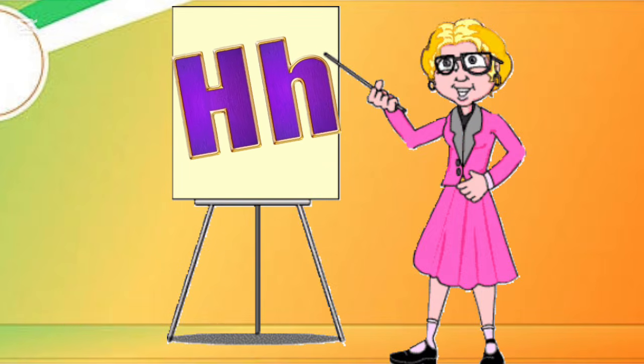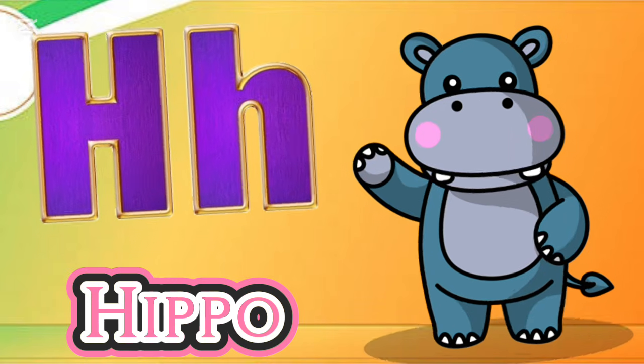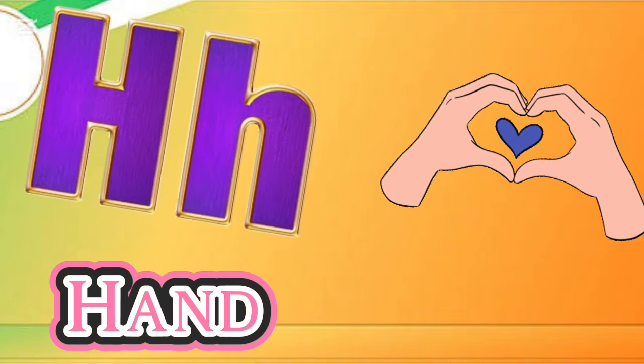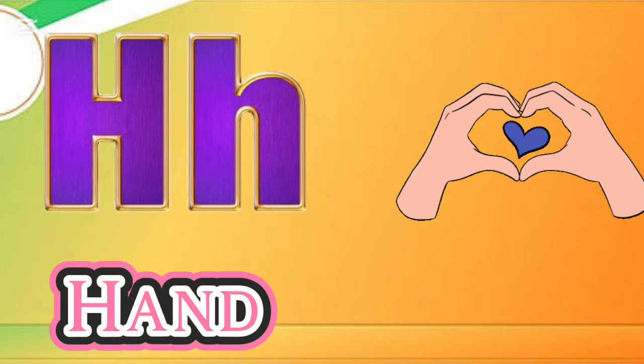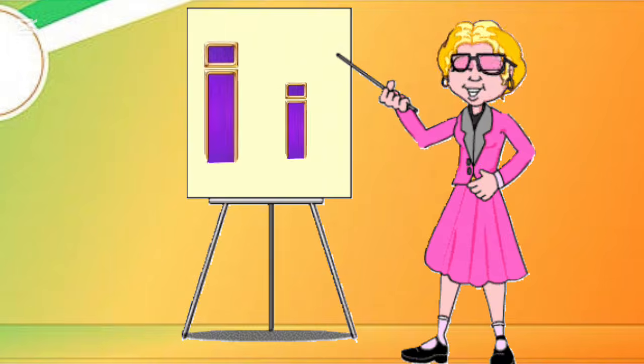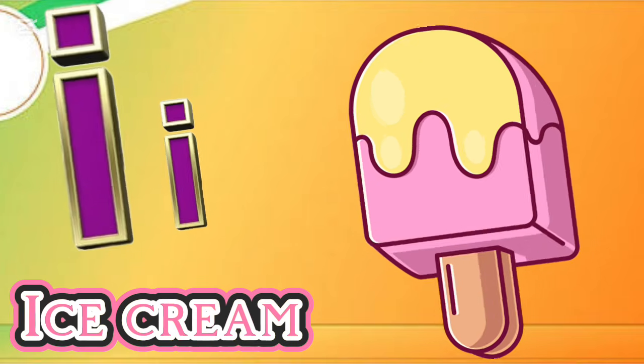H. This is the letter H. H is for hippo. Hippo. H is for hand. I. This is the letter I. I is for igloo. Igloo. I is for ice cream.